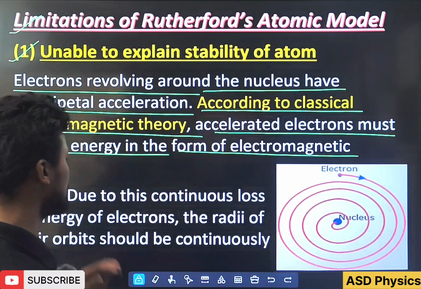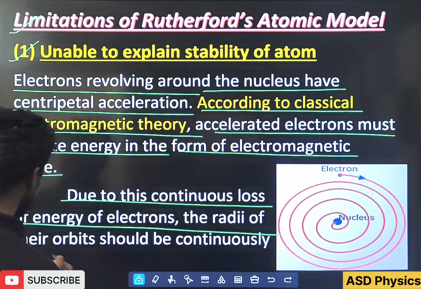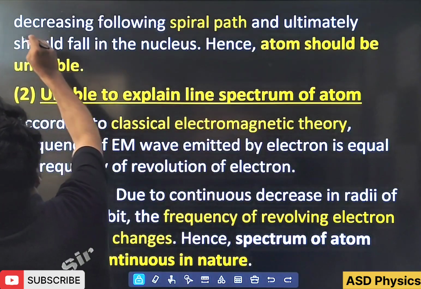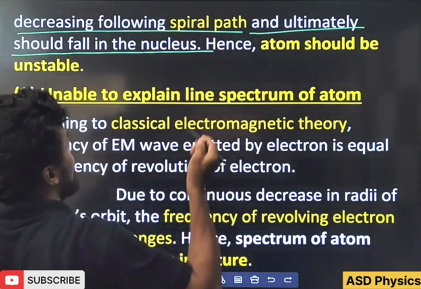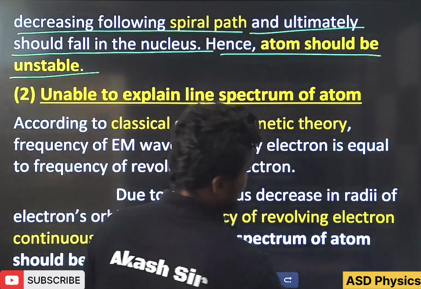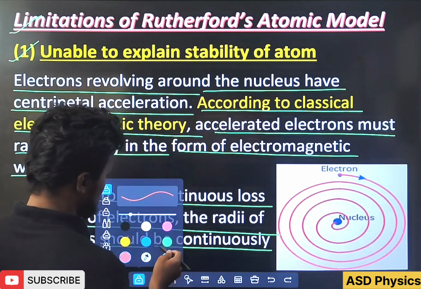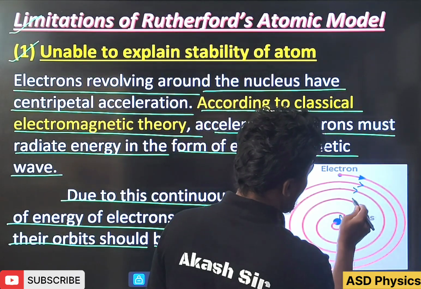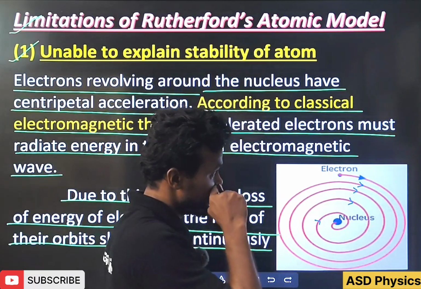Now we have seen that. Due to this continuous loss of energy of electrons, the radii of their orbits should continuously decrease, following a spiral path, and ultimately the electron should fall into the nucleus. Hence atoms should be unstable. Remember this diagram: the spiral path. The electron is coming here, the radius keeps on decreasing, and finally this electron will fall into the nucleus.